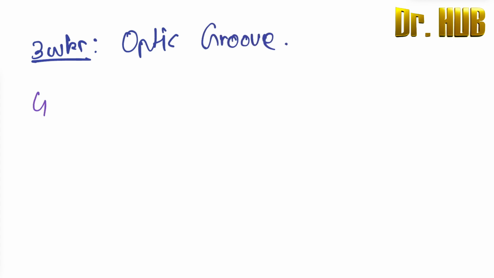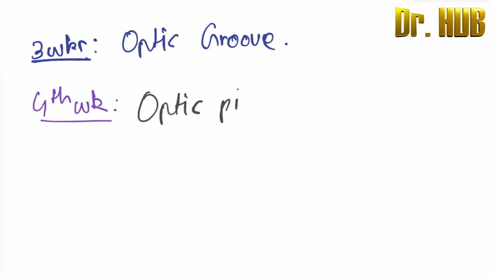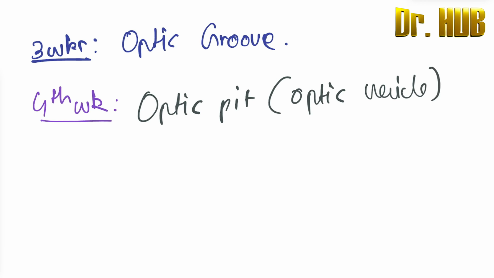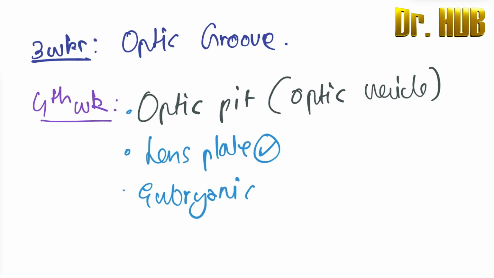Next, we move on to the 4th week, that is after 1 month. The optic groove is present in the 3rd week. Here there will be the optic pit, which develops into the optic vesicle. Next, there is also a lens plate. The lens plate forms, and the embryonic fissure also develops.